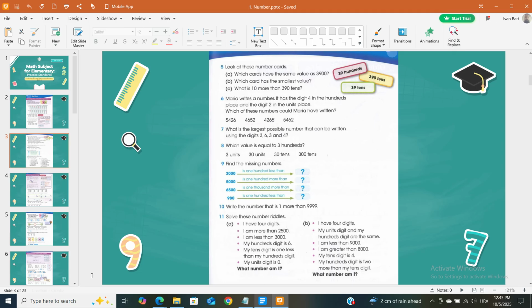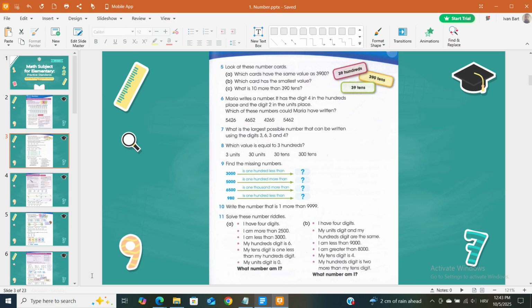6. Maria writes a number. It has the digit 4 in the hundreds place and the digit 2 in the units place. Which of these numbers could Maria have written? 5426, 4652, 4265, 5462. 7. What is the largest possible number that can be written using the digits 3, 6, 3 and 4?